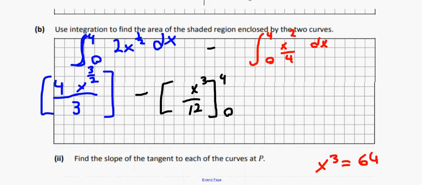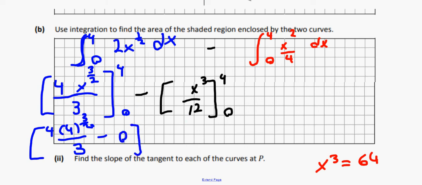Sorry about that. Now let's integrate these from 4 to 0. We're going to put in our numbers, so 4 times 4 to the power 3 over 2 divided by 3, and then you're also taking away when you sub in 0. When you sub in 0, you're just going to get 0.